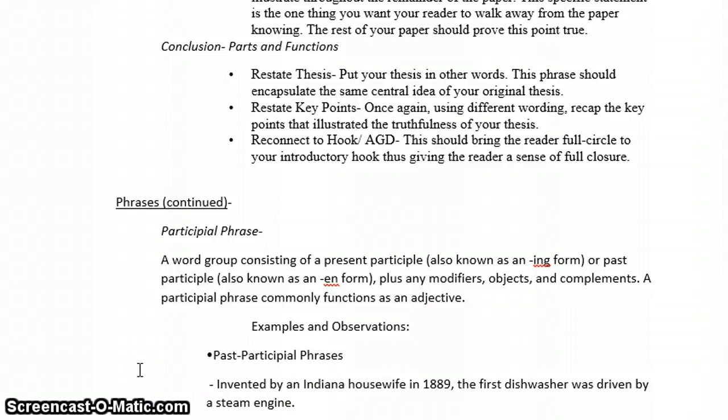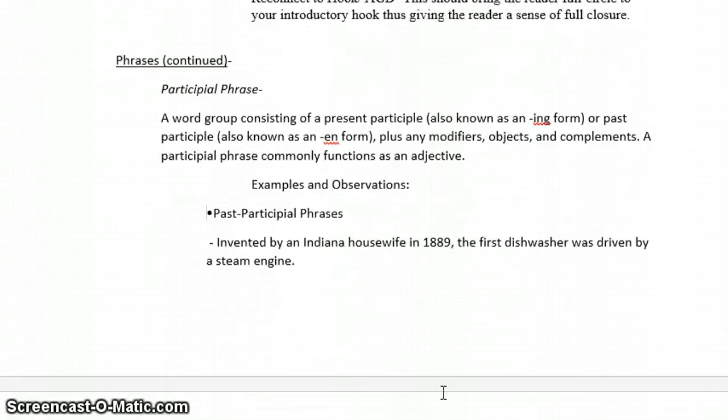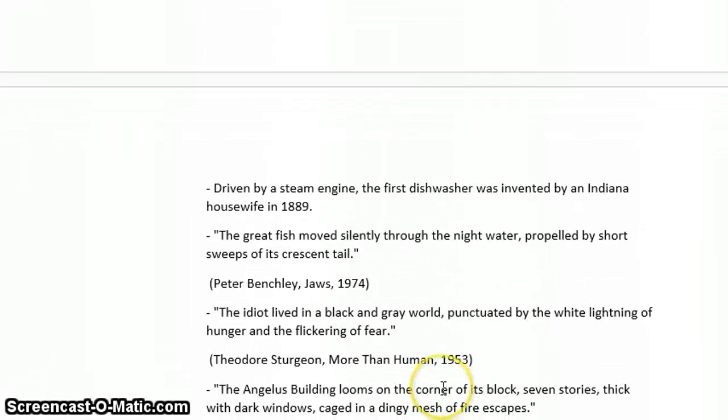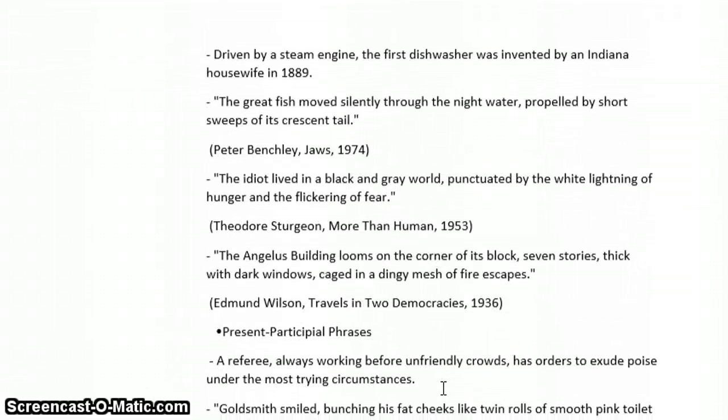You'll notice that with this participial phrase coming before the main part of the sentence, the subject and the verb, we've set it off with a comma. Okay. Anytime we set something out in front of the subject and verb of a sentence that's a whole phrase, we need to make sure that we set it off with a comma. Let's go ahead and review a couple of other examples here.